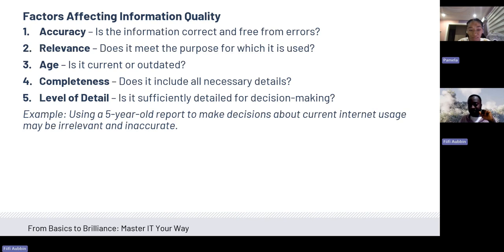Is it okay? Good. Have you got any questions? Accuracy, relevance, age, completeness, and then level of detail. Does that make sense?